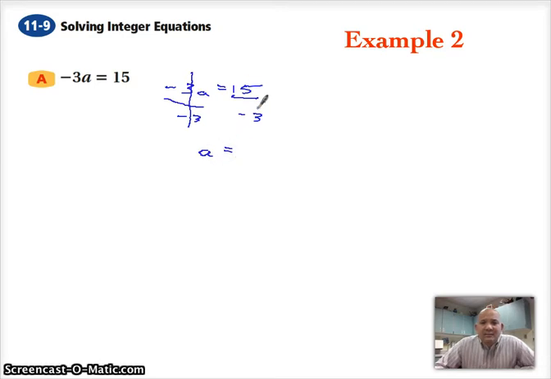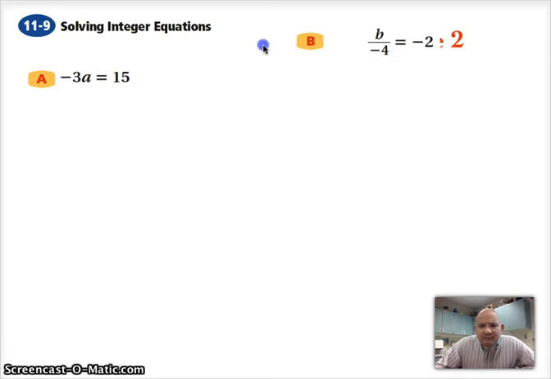Then we have 15 divided by negative 3. I see that it's a positive divided by a negative, and I know if it's a positive divided by a negative or a negative divided by a positive, we're going to get a negative quotient. 15 then divided by 3 gives me 5. The sign is correct. A equals negative 5. Let's go to the last example we have.